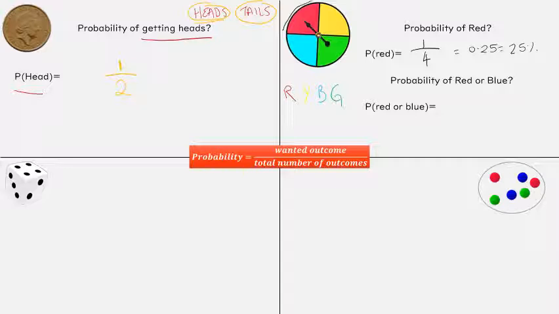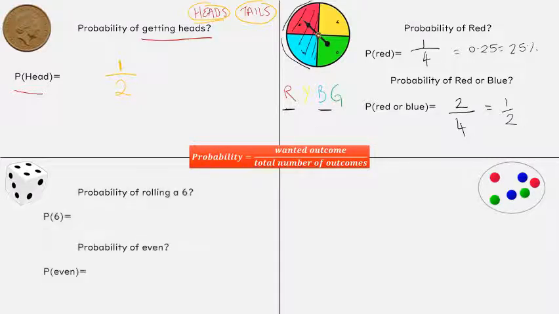Probability of red or blue. Well, how many different areas could it hit? It could hit red or blue. So there's 2 possible wanted outcomes because it could either go in the red section or the blue section. So there's 2 of those. The total number of outcomes, though, is 1, 2, 3, 4, the 4 different colours. So 2 quarters. Or you could simplify that as a half because it could land in any of this half, and we can notice that's half of the circle.